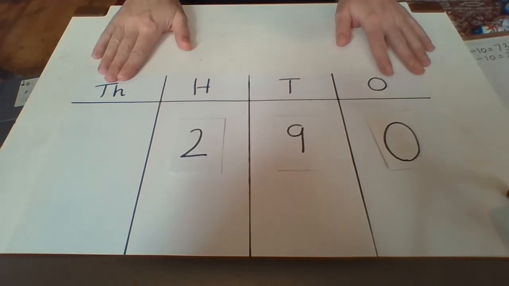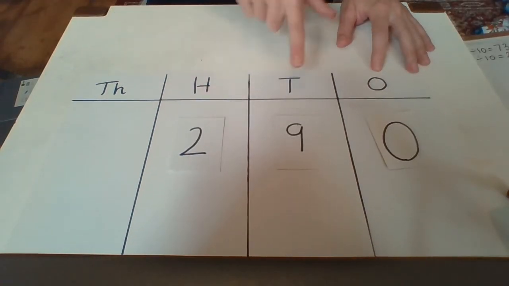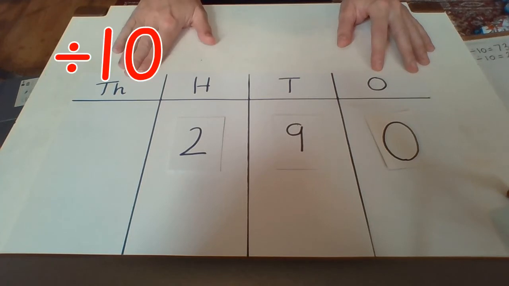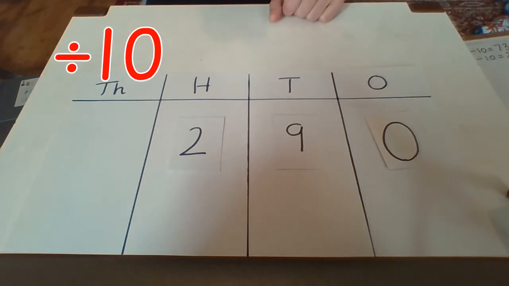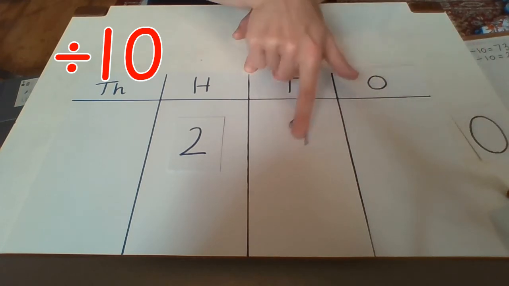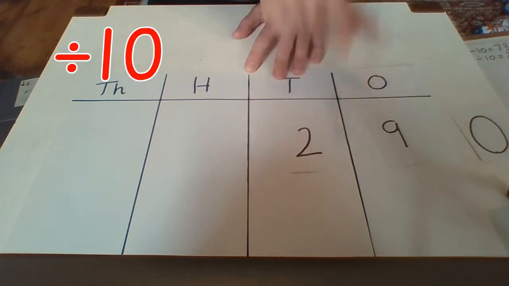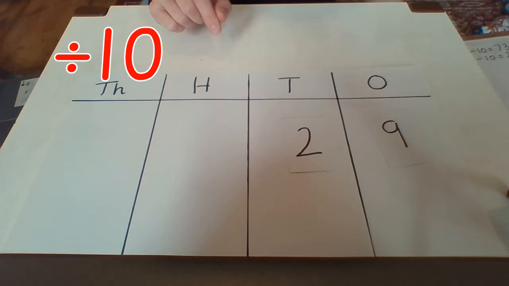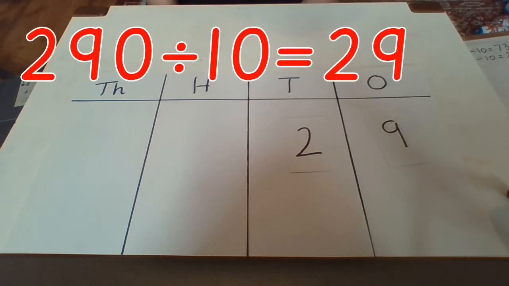Okay, I've got another 3-digit number, 290, and again I want to divide by 10. So I'm going to move my whole number down the chart by one jump. Jump, jump, jump. So I've divided by 10, and I can see my answer is 29. So 290 divided by 10 is 29.